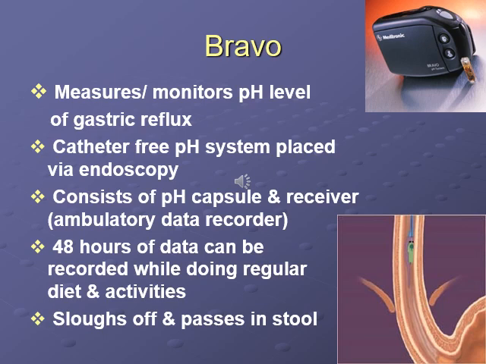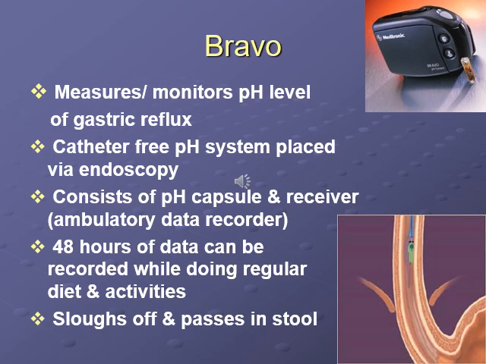When we could only do NG pH monitoring, it was restrictive because they have an NG down, they can't eat as normal, and it was just very bothersome to even have the NG placed for just that. So again, this is really helpful because they can see how their body is responding as far as acid production and all of that with food and with activities. This will also slough off and pass in the stool, so they don't have to go back for an endoscopy to have it removed. It's only that initial endoscopy to place it.